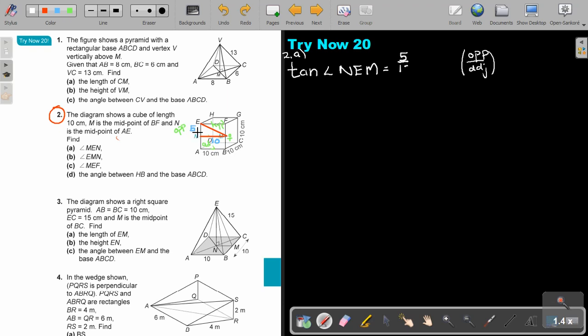MEN. Oh, I see what's the problem. Can I just correct this? The problem is I'm not standing there because it's MEN. So I'm going to show you. I'm just going to correct it.